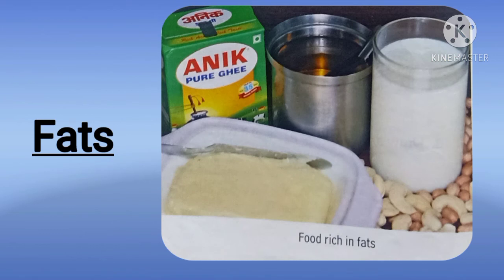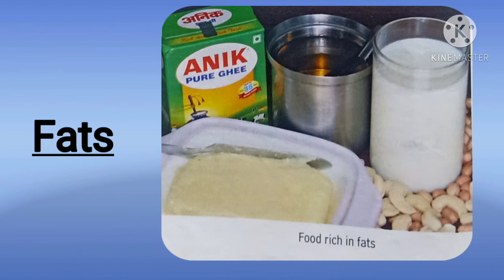Fats are known as the energy banks for the living organism. They are stored in almost all parts of the body except the brain. Fatty acid and glycerol are the simplest forms of fats. Fat acts as insulation of the body.